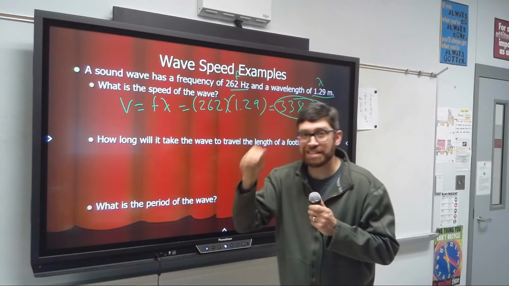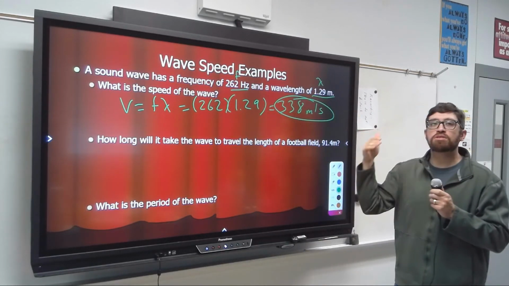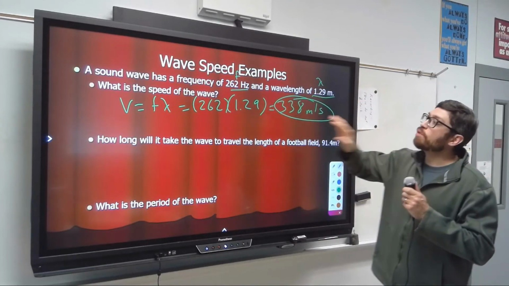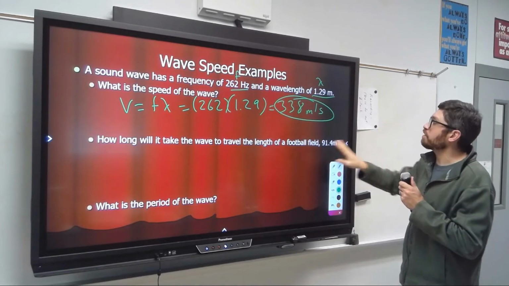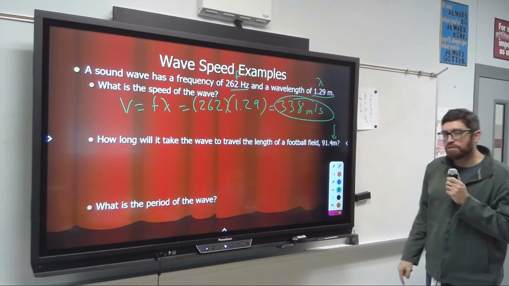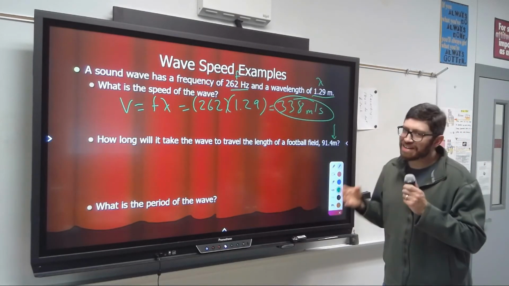That's how fast the wave itself is moving, not the molecules in the medium, not the air. That's how fast the wave is moving from one place to another. Given that speed, we want to know how long it'll take the wave to travel the length of a football field. Now, people understand that this 91.4 right here is some length, and sometimes they'll say, well, that must be the wavelength, and it's not.